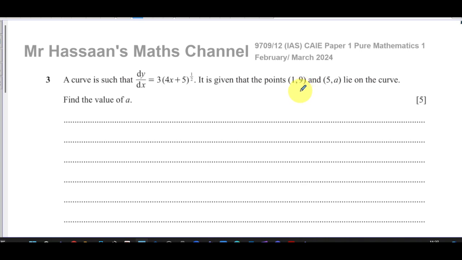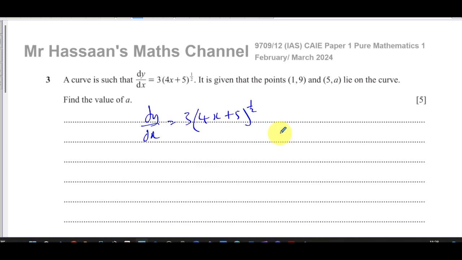This question here is about integration actually. It says a curve is such that dy/dx is equal to 3 times (4x + 5) to the power of a half. It is given that the points (1, 9) and (5, a) lie on the curve. Find the value of a.